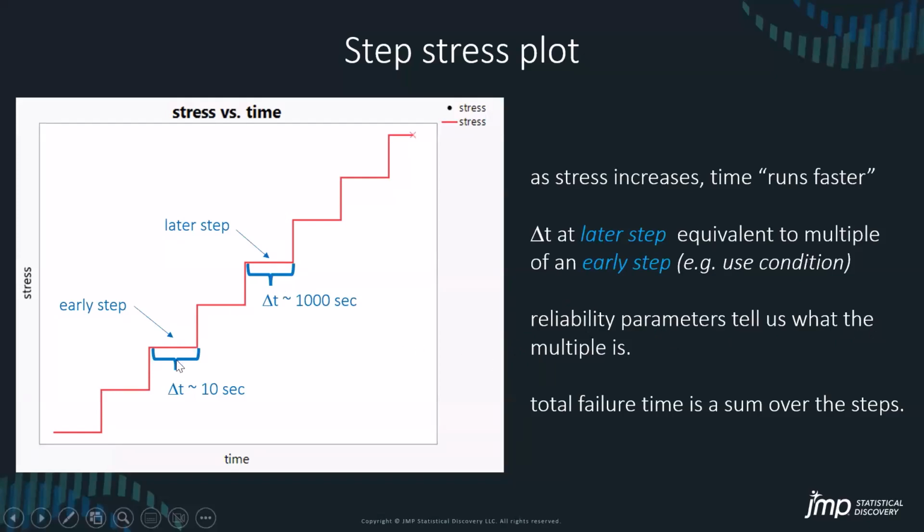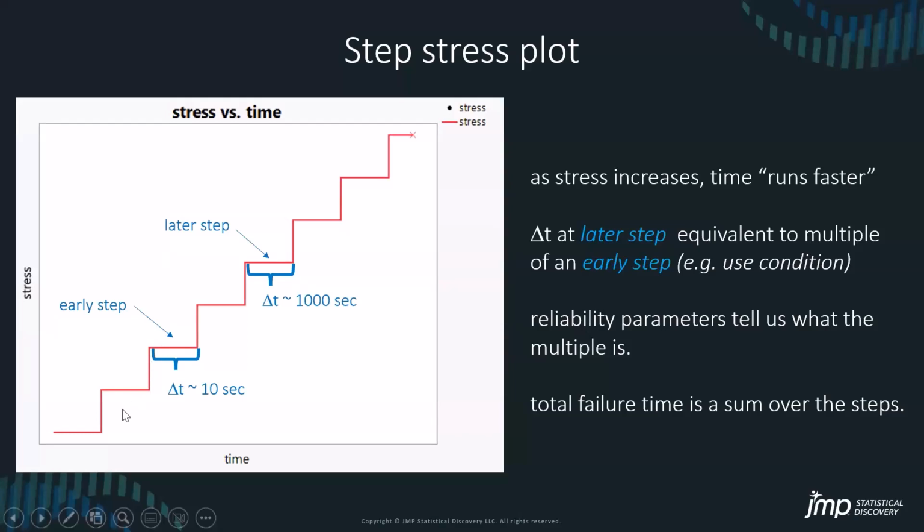So maybe the multiple here is a factor of 100. Maybe the multiple here is a factor of 1,000, etc. Right? And so if I want to get the equivalent time at use conditions, what I would have to do is sum the equivalent time for each of these steps. So this would be 10 seconds, and I have to add, maybe this is 100 seconds, maybe this is 1,000. I'm going to add all those up at the end and translate them all to the use condition. And that translation will give me the total failure time at constant stress, at the use condition.